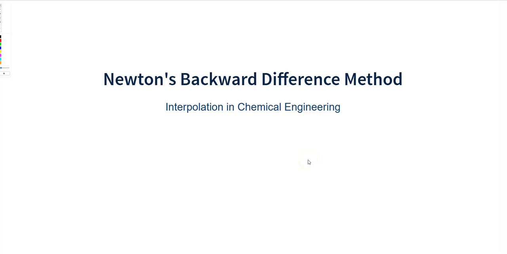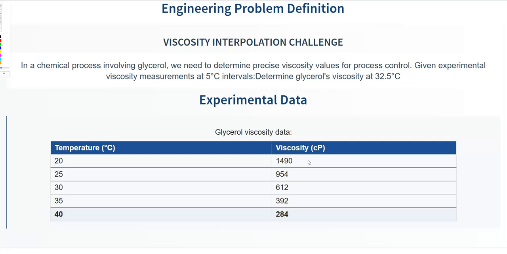Today I am going to talk about Newton's backward difference method. Here the temperature versus viscosity is given. These are the glycerol viscosity data. From this data I have to calculate the glycerol viscosity at a temperature of 32.5 degrees centigrade.